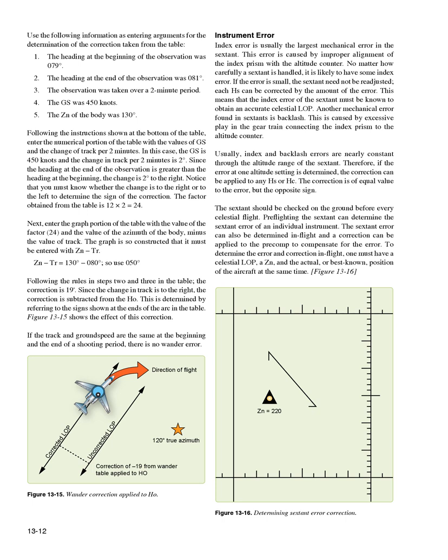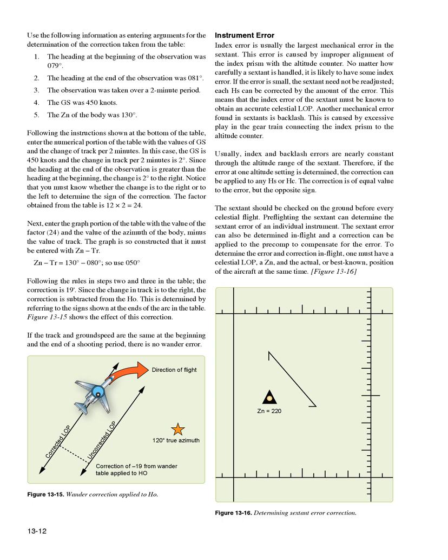Instrument error. Index error is usually the largest mechanical error in the sextant. This error is caused by improper alignment of the index prism with the altitude counter. No matter how carefully a sextant is handled, it is likely to have some index error. If the error is small, the sextant need not be readjusted. Each HS can be corrected by the amount of the error. This means that the index error of the sextant must be known to obtain an accurate celestial LOP.